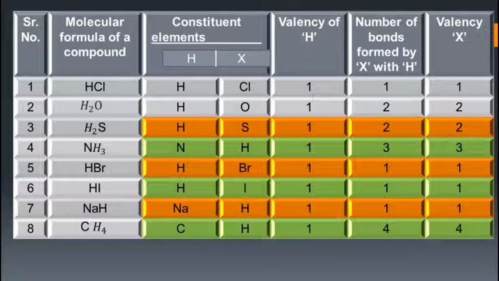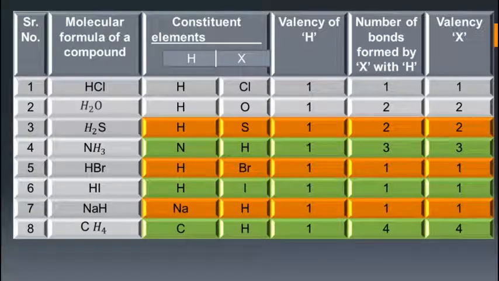Okay, now students, here one table is given to us, and in that table we have the molecular formulas of different compounds and their constituent elements. In this table we know the valency of hydrogen, which is 1. Students, the valency of hydrogen will always be 1, so it is constant for all the compounds. Another element is given to us, which is the X element. H denotes hydrogen and X denotes the other element.